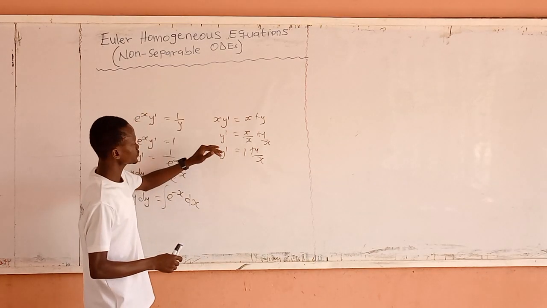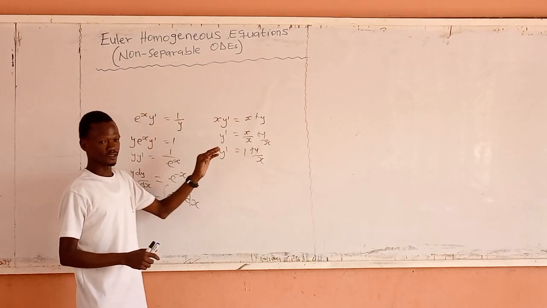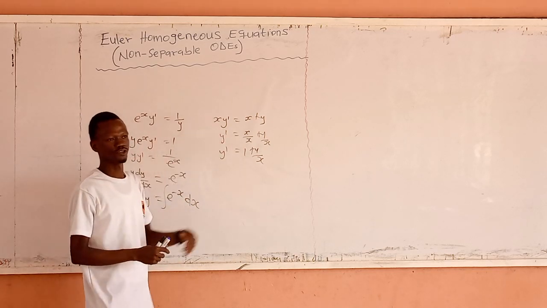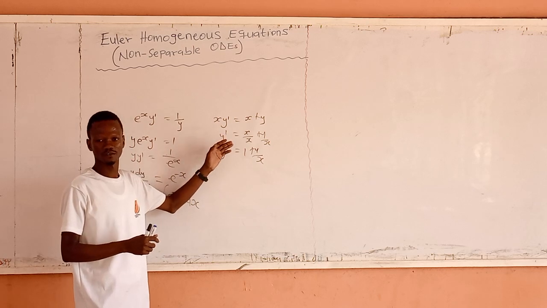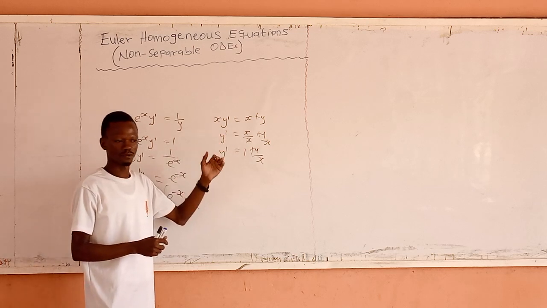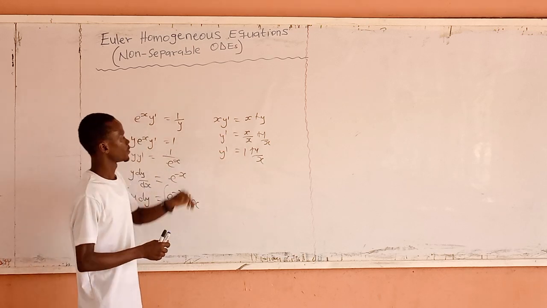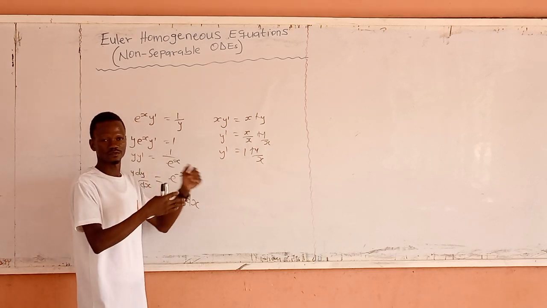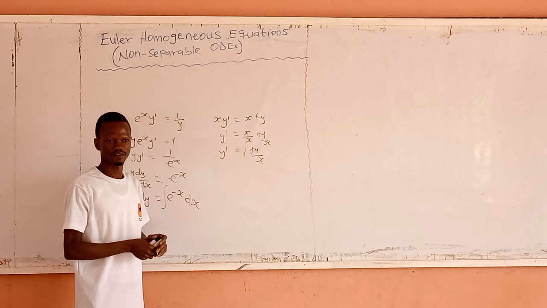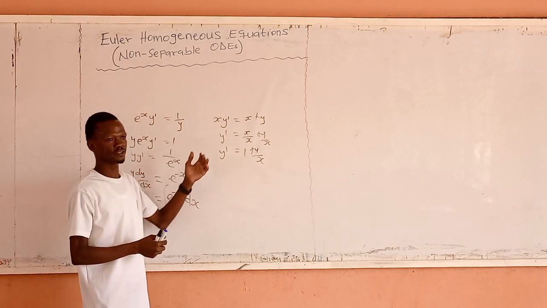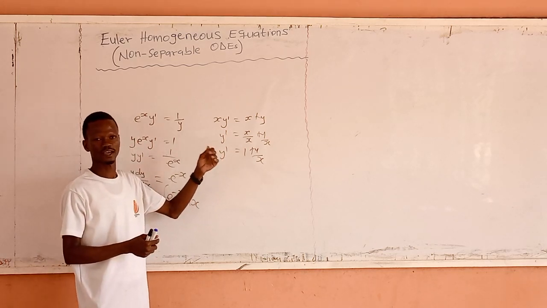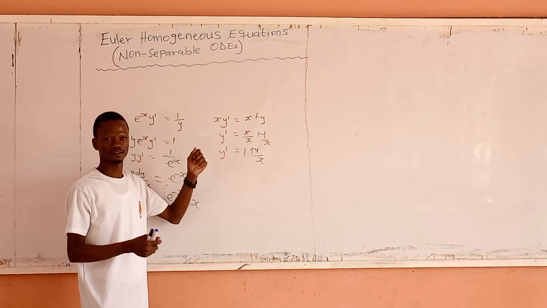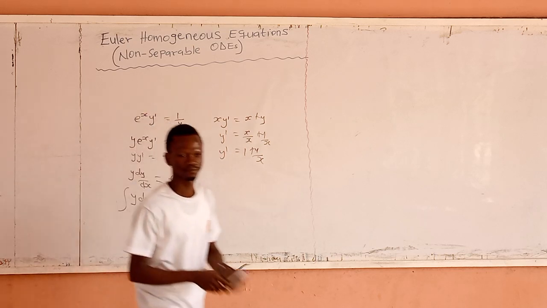So to solve this particular equation, what we do is we try to reduce the equation from the non-separable form into a separable form. And by doing that, we'll be able to integrate both sides with respect to the various variables. So we are going to take the steps or the procedure that is involved in solving the non-separable ordinary differential equation.